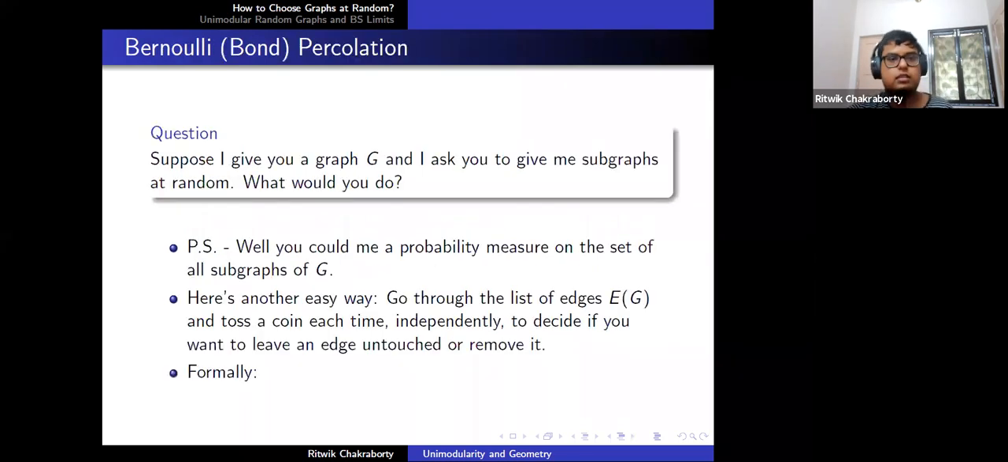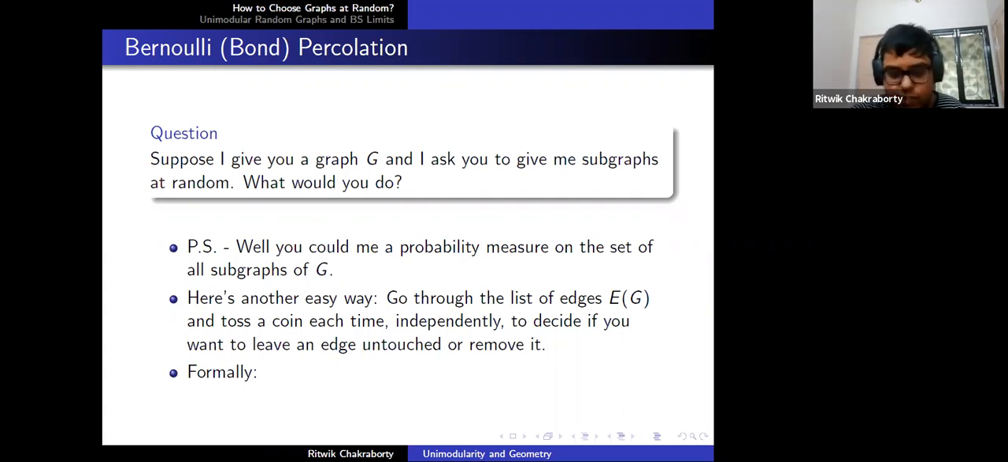Anyways, so we begin with the question. Suppose I give you a graph G and I ask you to give me subgraphs at random. So what would you do? Well, if you could give me a probability measure on the set of all subgraphs of G, I'd be really happy. But here's another naive and easy way to do this, which gives us a very interesting model to start working on. We list all the edges of my graph G, there are countably many of them, as you know, and we start going through them. Each time I encounter an edge, I toss a coin independently to decide if I want to leave it in my graph or remove it.